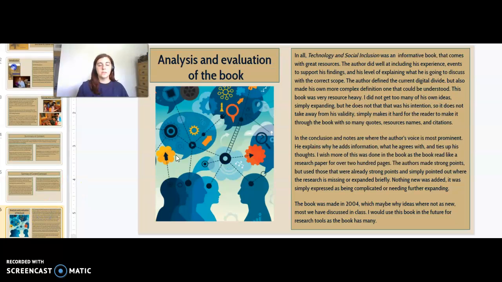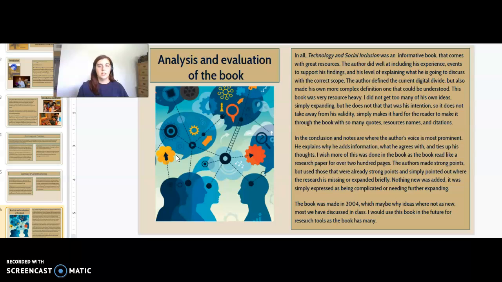So this book was very informative. It came with a lot of great resources. The author talks about what he found, he puts it in a great scope, he defines everything, and he gives a lot of great resources and tools throughout the entire book. The only thing I would say is because this was so resource heavy, you don't get a lot of his ideas until later on, close to the end of the book. And while everything that he provided was valid, that didn't necessarily make it easy to read through.